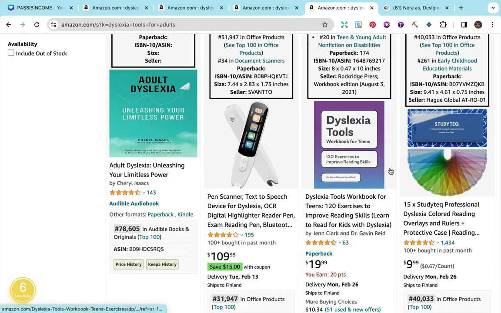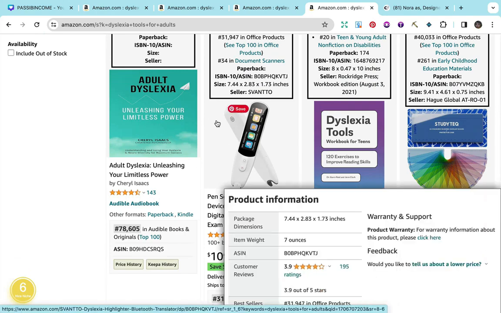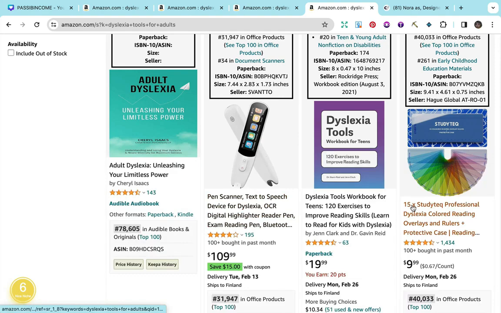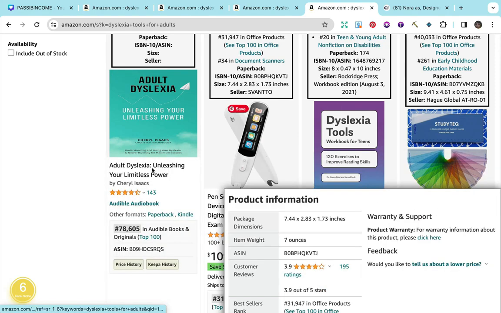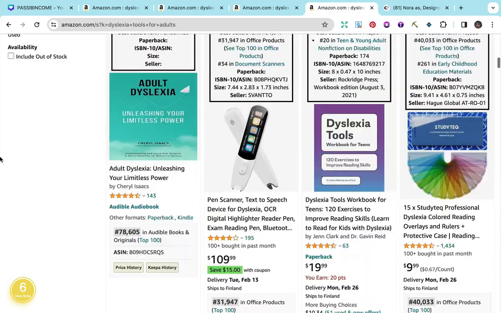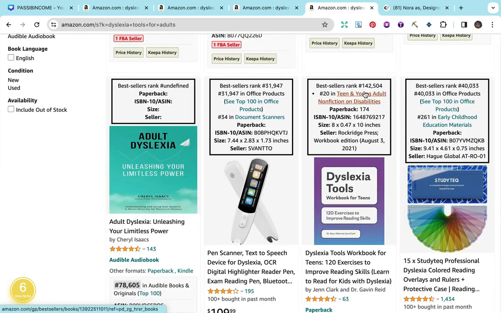Now be mindful and keep in mind that most of the results in this section are to do with dyslexia tools. So you can find some results like, for example, this pet scanner. There are books as well that are being ranked under this keyword, so this is also a great opportunity for us to take advantage of that. They're also not sponsored, so there are no ads running.